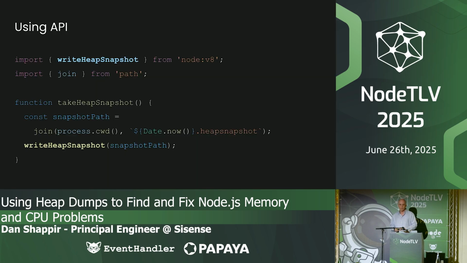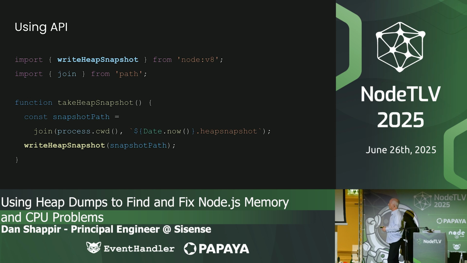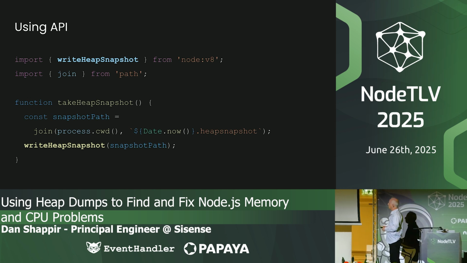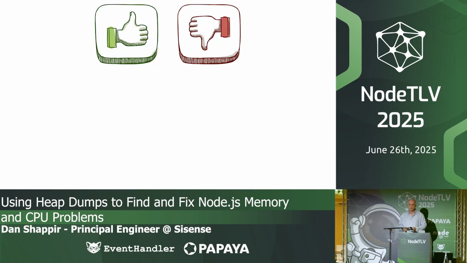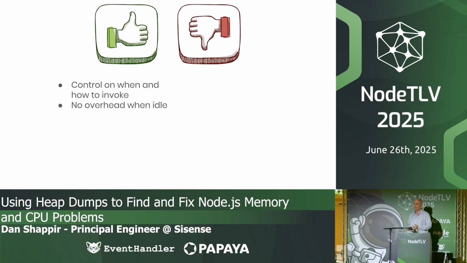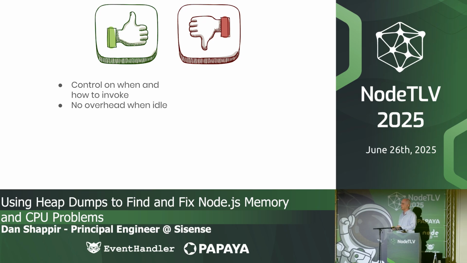Another approach, which I mentioned, is to use an API. With Node itself, you don't need to import anything. You don't need to install anything special, nothing from NPM. Node itself has built-in functionality that it gets from V8. So this is an example of what this API looks like. I just imported the writeHeapSnapshot function from Node itself. This approach also has upsides and downsides. You have total control over if and when that API is invoked. And again, there's no overhead if you don't actually invoke it.